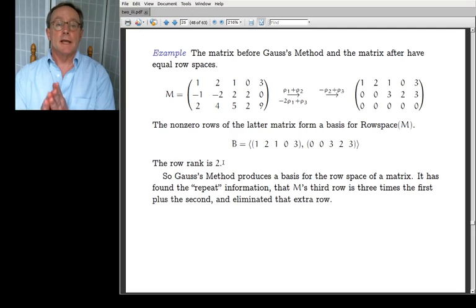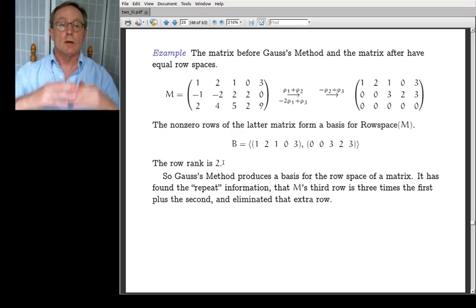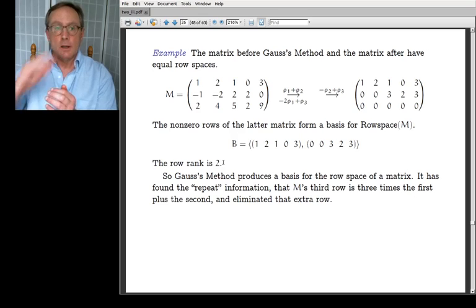So trying to understand Gauss's method from a little bit higher level, I talked last video about trying to understand things first on a low level and then on a higher level. Okay, so we're now understanding Gauss's method on a little bit higher level. Gauss's method produces a basis for the row space of a matrix. It looks at the span of the rows, winnows out the repeat information, and you end up with a basis when you throw out the zero rows.